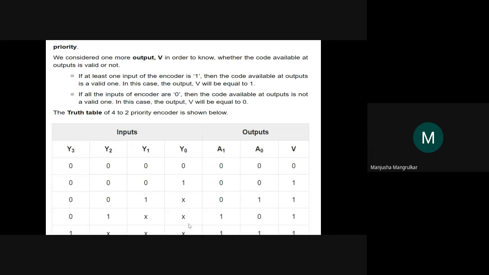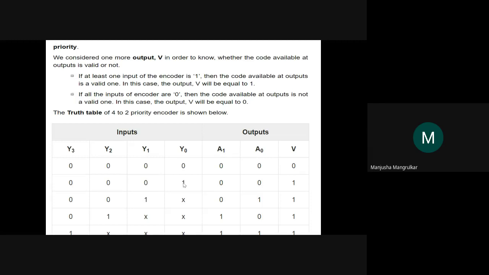The rest are all don't cares, right? Your output is 0, 0, 0, 1, 1, 0, 1, 1. This can be a condition. You don't have any input over there, all are 0. So A0, A1 is 0. This can be a condition.